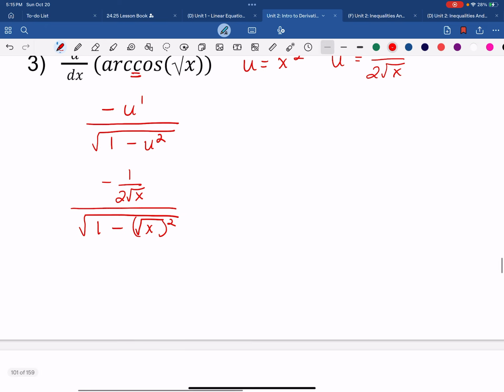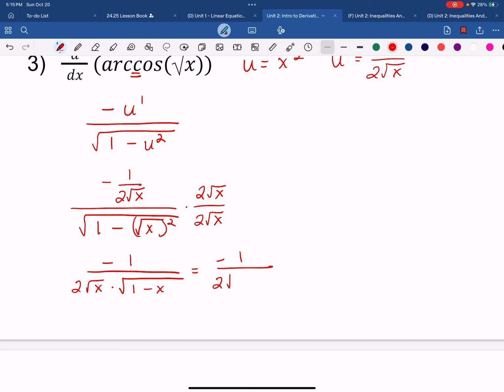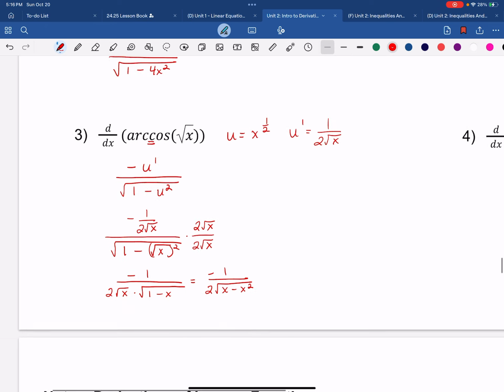Now I'm just simplifying. So I'm going to go ahead and multiply by 2 root x in the numerator and the denominator. I get negative 1 over 2 root x times the square root of 1 subtract x, which I can then simplify. I could leave it like this, or I could rewrite it as negative 1 all over 2 square root of x minus x squared. Honestly, either of them is fine. And again, either could be written on a multiple choice question.